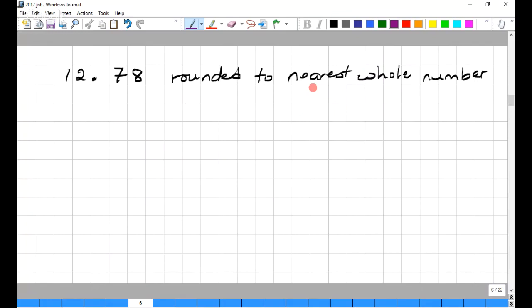Shade, are you there? Yes, sir. Okay, what is 12.78 rounded to the nearest whole number? 13, sir. Okay, how did you get 13? Look at the number to the right, which is 7. So I'm rounding to the ones place here. And the number to the right of that would be the 7. The 7 falls into which group? The rounding up group or the rounding down group?